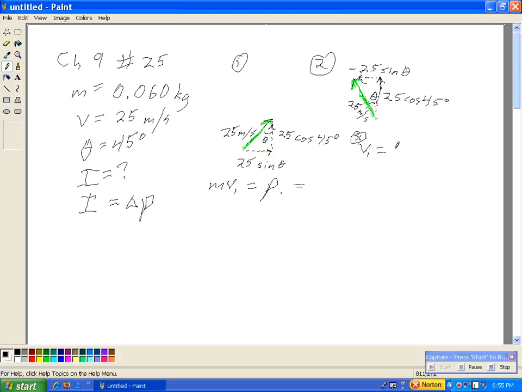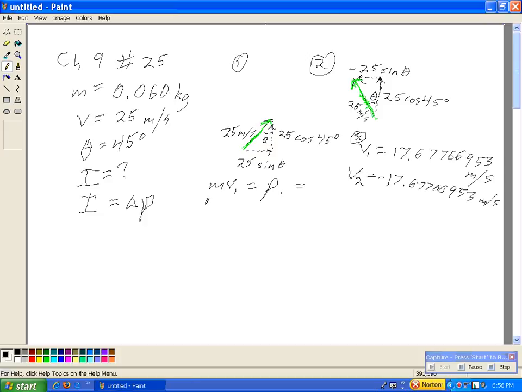It turns out it's 17.7766953 meters per second. So that's this. I got that doing 25 times sine 45 degrees. Okay. So velocity 2 is the same thing, just in the opposite direction. Negative 17.67766953 meters per second.